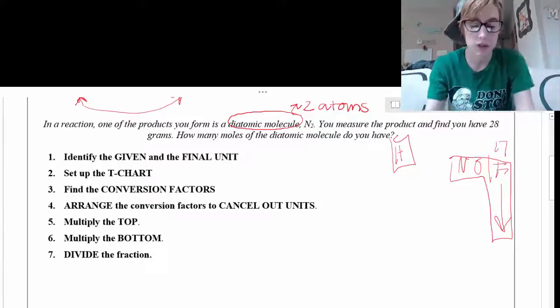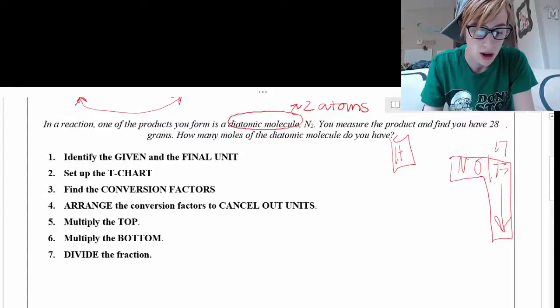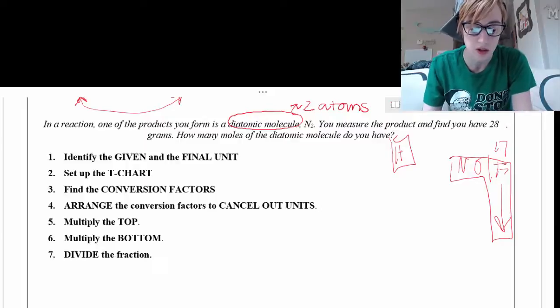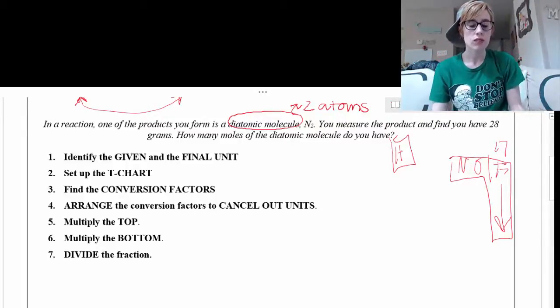Okay, anyway, moving on. You measure the product and you find that you have 28 grams of N2. That's your product. How many moles of this diatomic molecule do you have? So here's my 7 steps for doing conversions. If you follow these 7 steps, you won't get lost. If you try to do it your own way, there's no guarantee where you might end up.